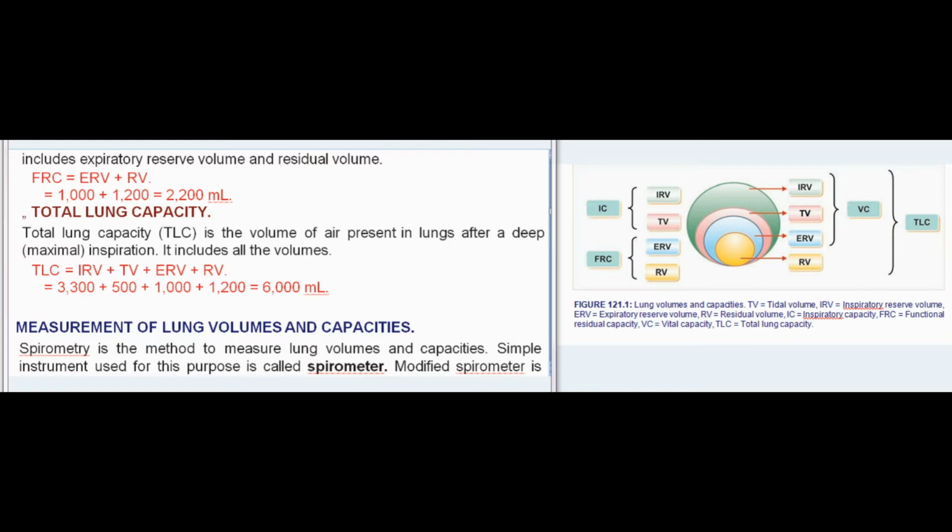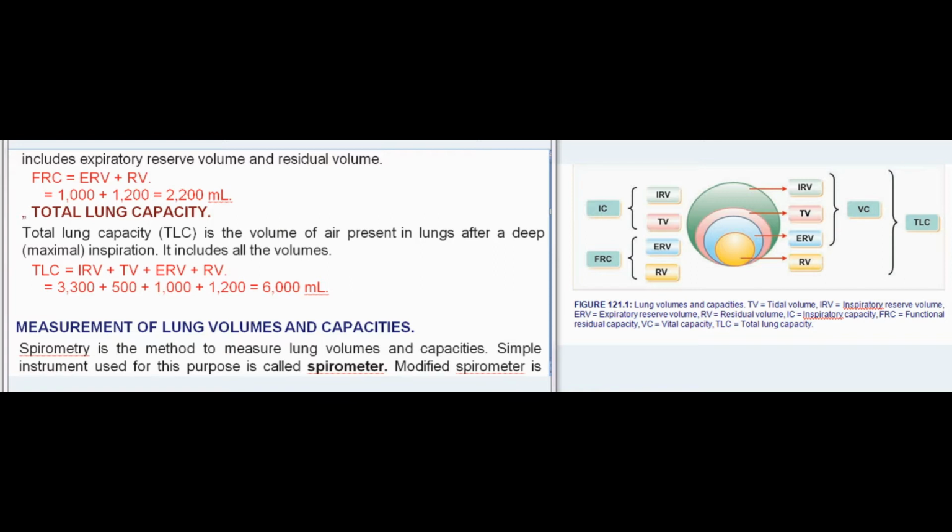Total lung capacity. Total lung capacity, TLC, is the volume of air present in lungs after a deep, maximal, inspiration. It includes all the volumes. TLC equals IRV plus TV plus ERV plus RV, equals 3300 plus 500 plus 1000 plus 1200 equals 6000 ml.